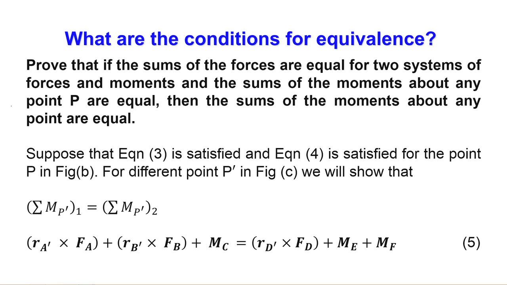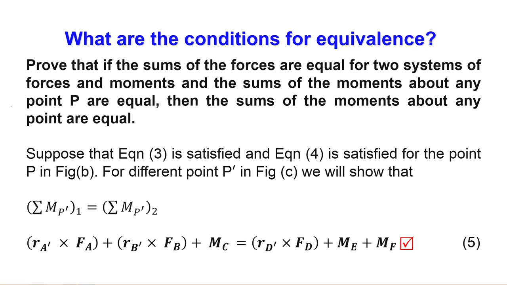So, what do we have to prove? We have already shown a point P. Now, we take a new point P dashed. Here we have to prove that sigma MP dashed 1 and sigma MP dashed 2 are equal. For that, what are the forces and moments for the first system? In the first system they are Fa, Fb and Mc.